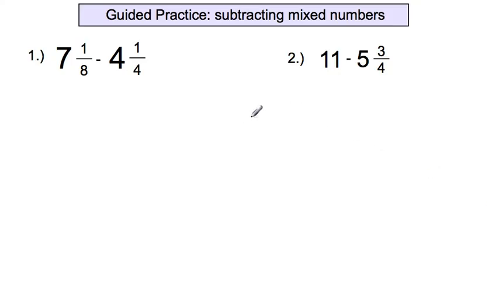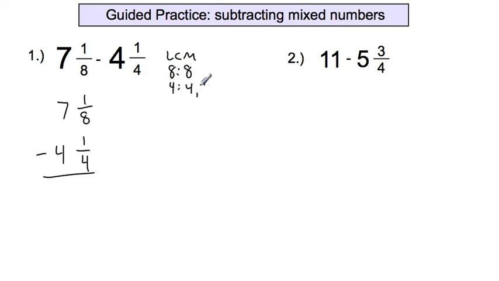All right, moving on to some guided practice problems. 7 1/8 minus 4 and 1/4. And again, we're going to be using a vertical method here. And then we have 2 different denominators, and so we're going to find the least common multiple of 8 and 4. And I'm pretty sure it's going to be 8. And proved it. Good.